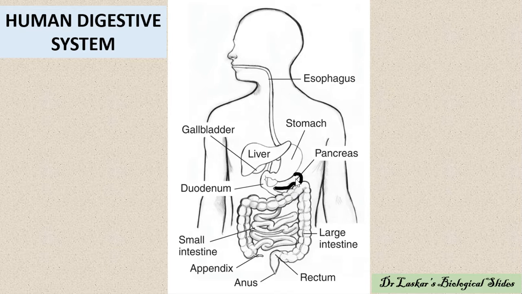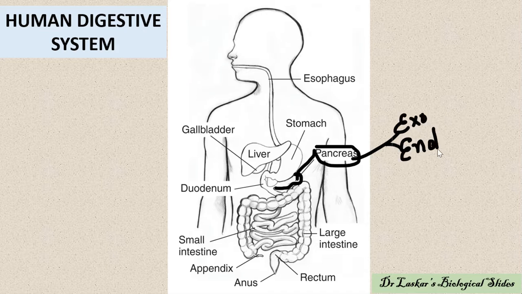Then another digestive gland is the pancreas. This is the pancreas, labeled here. It is another important digestive gland. The pancreas has both endocrine as well as exocrine properties, thus it is also called a mixed gland. The exocrine part of the pancreas is called acini, and this part mainly secretes the pancreatic juice.